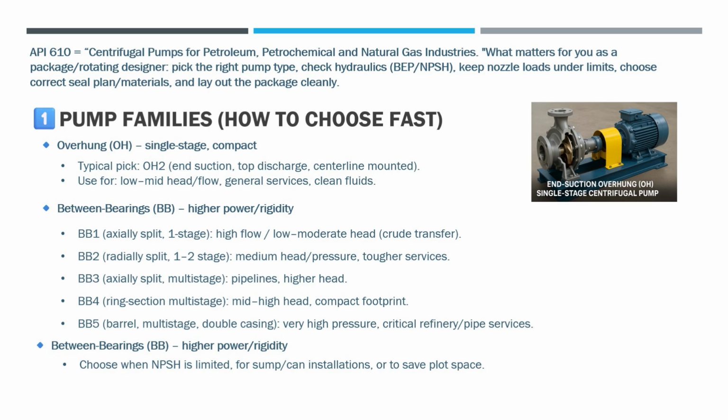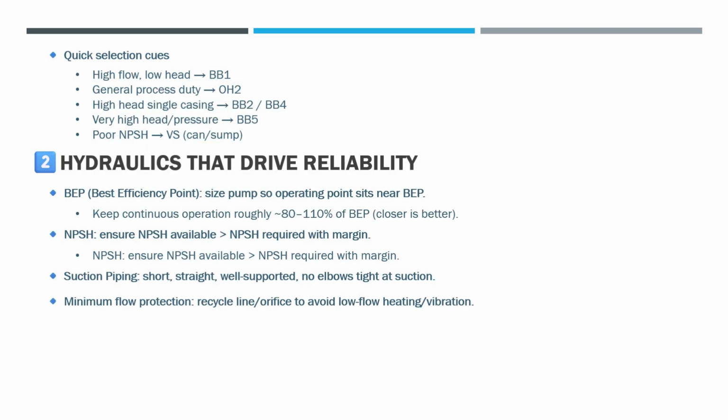Vertical, VS1 to VS7: sump, can, or inline designs. Chosen when NPSH is limited or when you want to save plot space. Quick cues. High flow, low head, BB1. General duty, OH2. High head, single casing, BB2 or BB4. Very high head pressure, BB5. Poor NPSH, VS pump.